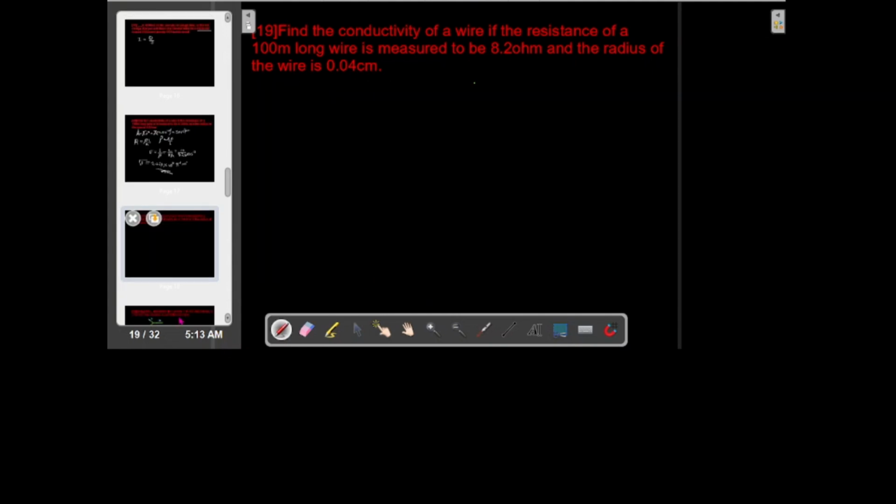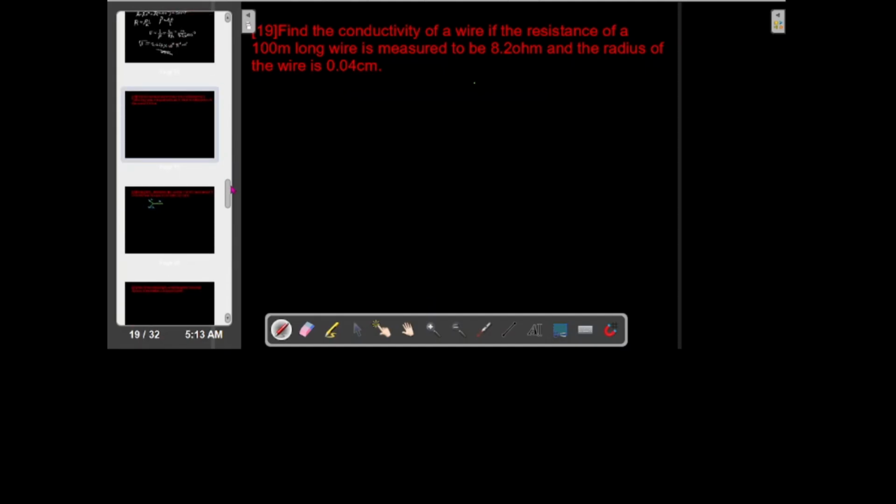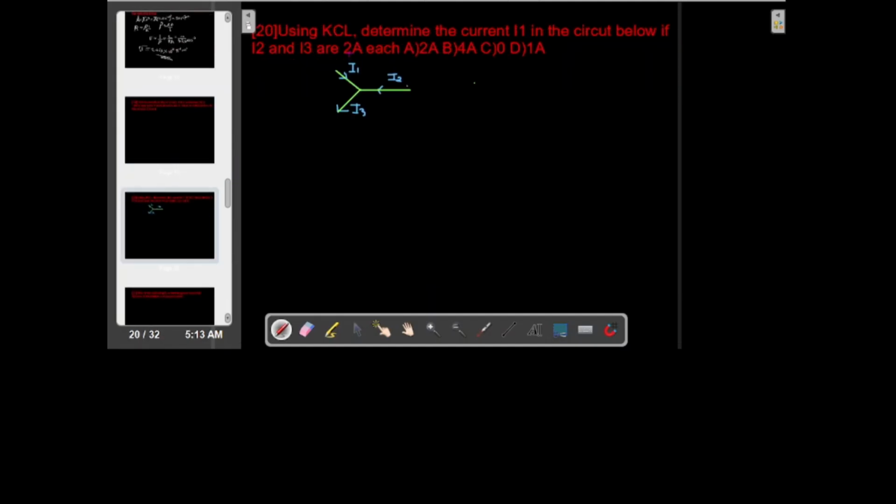All right, that brings us to the next question, which says find the conductivity of the wire. Just of that. Next, using KCL. What is KCL? KCL is Kirchhoff's current law. All right, so that's the first law. This is the spelling of Kirchhoff. Now, what does Kirchhoff's current law state, simply put?